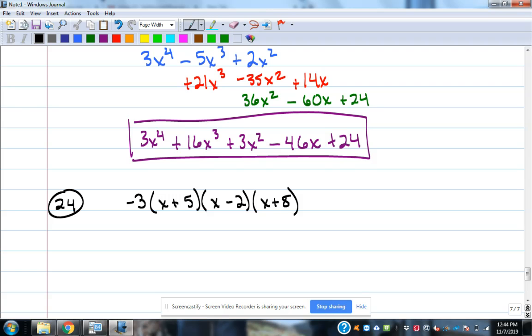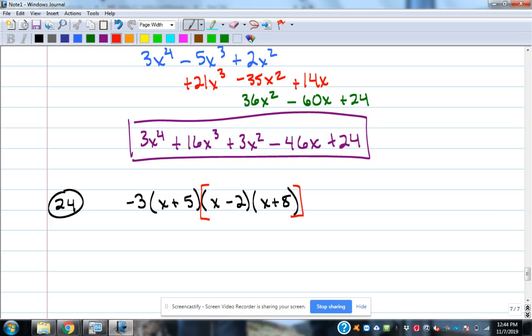So does it matter what order I multiply things together in? Why not? Because multiplication has what property? Commutative property. Commutative property means you can do it in whatever order you want to and you get the same answer. So I'm going to do it in this order. I'm going to save the multiplying by -3 for last because that's super easy.